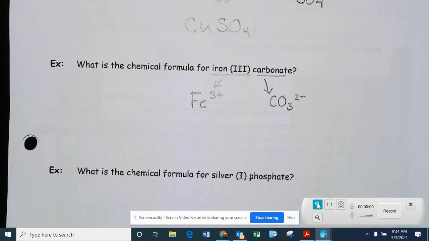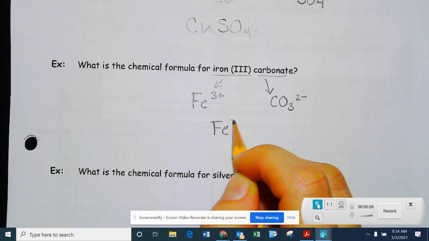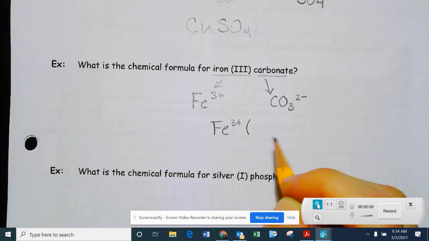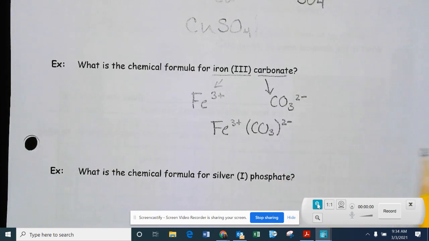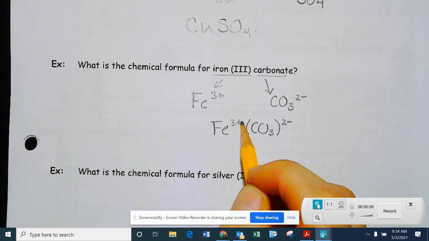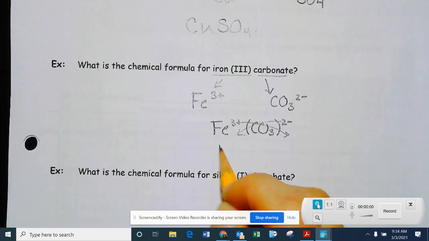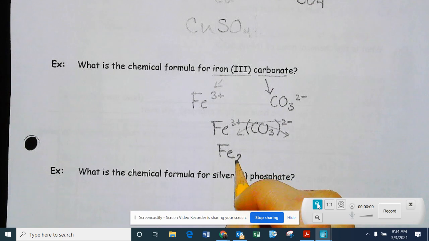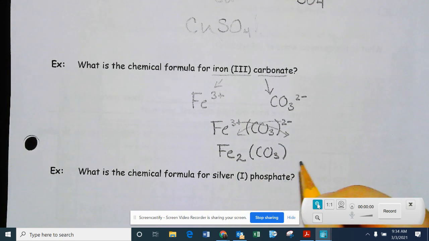Okay, so here's an example of a time that we are going to use brackets in our formula. So I'm going to do our actual crisscross setup. Throw in this guy in brackets. So now I'm crossing these over. And I'm going to end up with Fe2 and then CO3, and there's 3 of those.